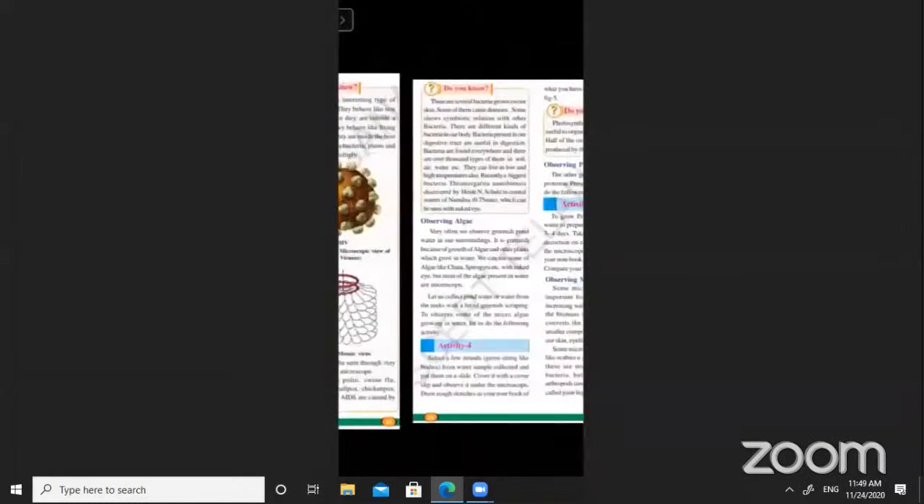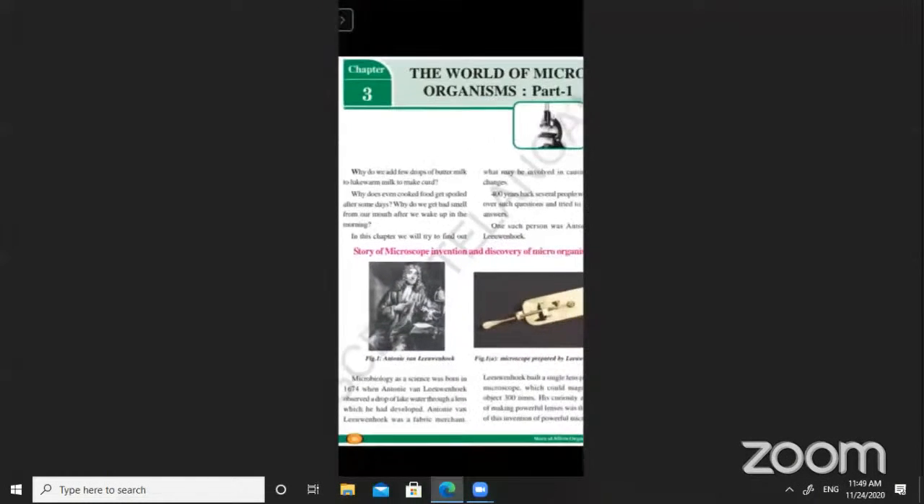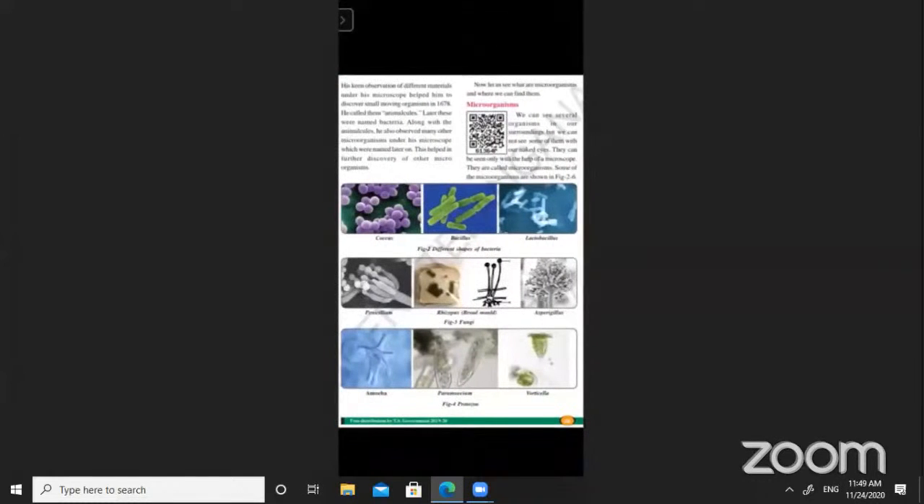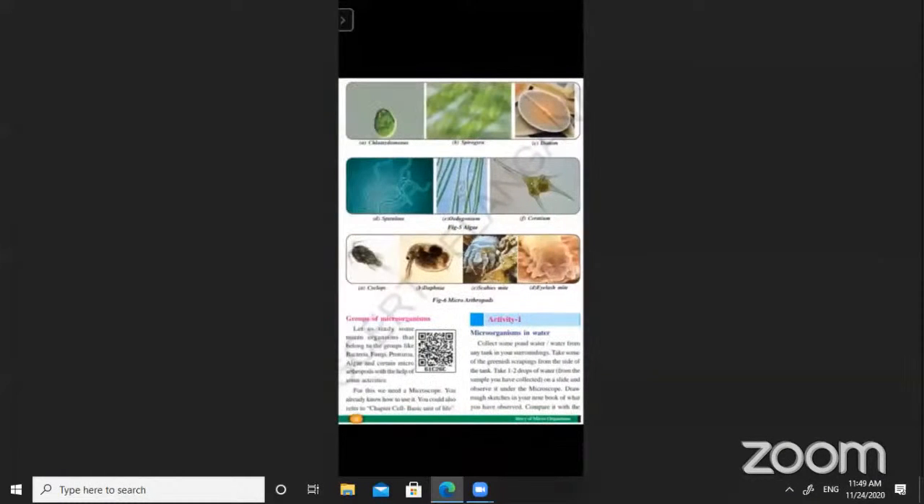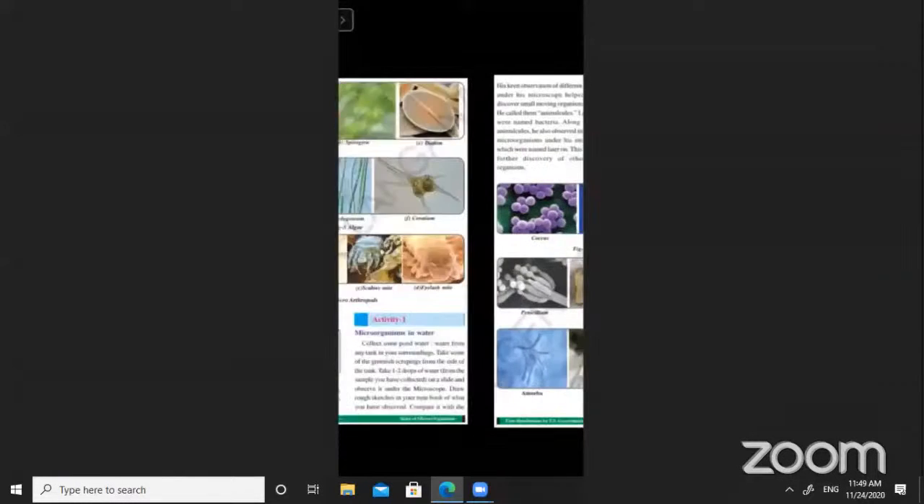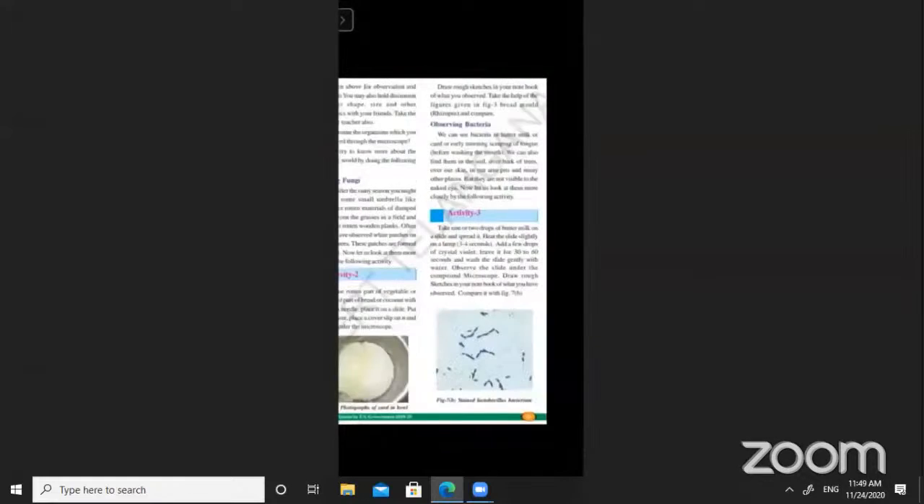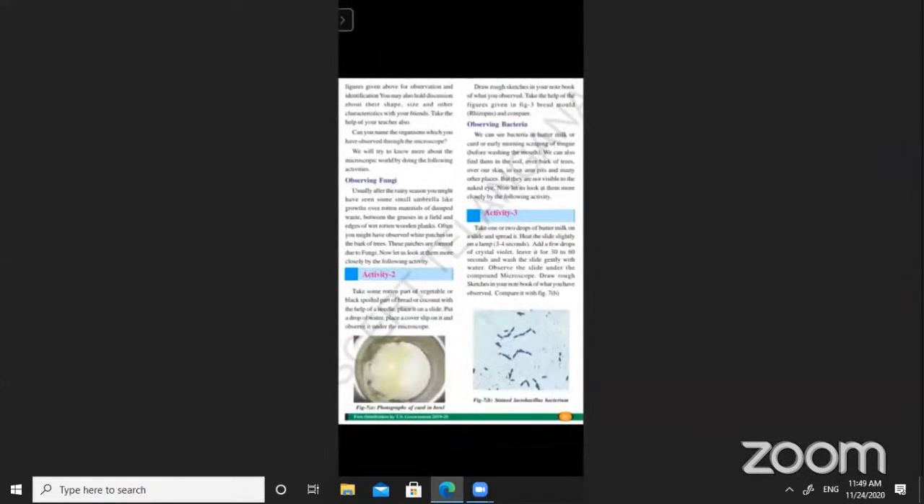Today we have discussed the world of microorganisms and the great person Antonio van Leeuwenhoek and the microscope prepared by him. We learned about microorganisms, and we observed different types of microorganisms like bacteria and their shapes, fungi and their shapes, protozoa, algae and microarthropods. In this, we may have a chance to get bread mold, amoeba, paramecium, and chlamydomonas. We observed microorganisms in water, and we have observed fungi also by taking bread mold, etc. And now we are going to observe the bacteria, lactobacillus bacteria.